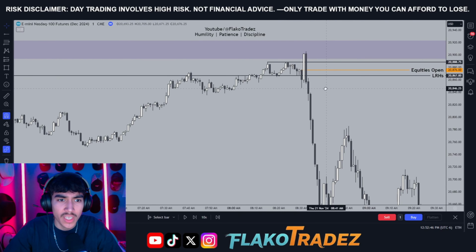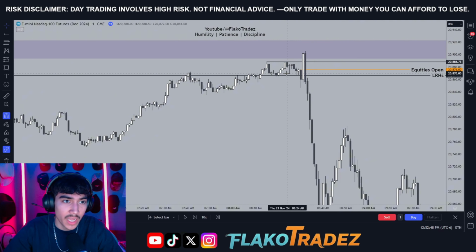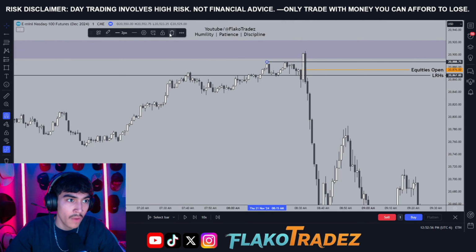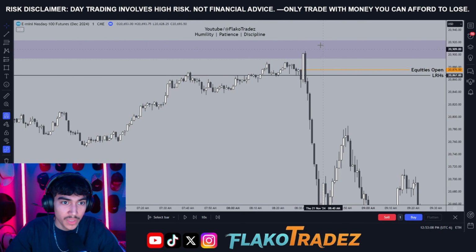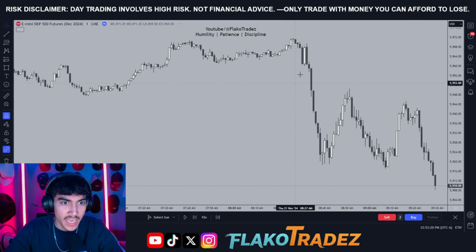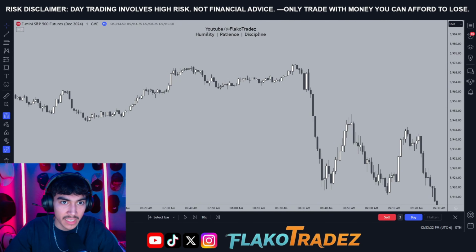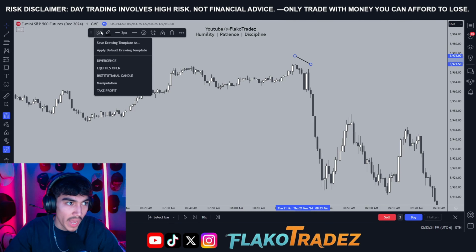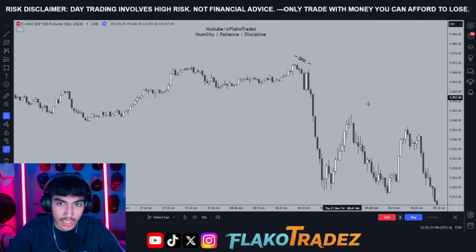But how can we exactly tell if our high has been set? Well, it's actually very simple. Obviously, you want to be reacting off of a higher time frame, which we have here, but we also have other confluences like a divergence. At this specific time, NQ was trading higher. But if we take a look at ES at those exact times, we can see that ES was trading way lower while NQ was trading higher. That is a clear divergence.